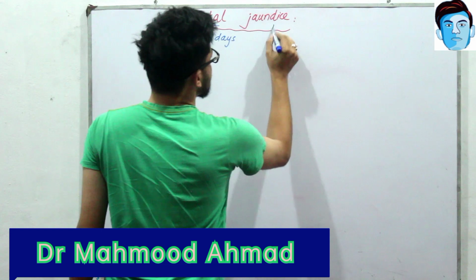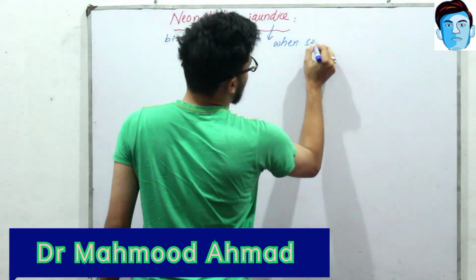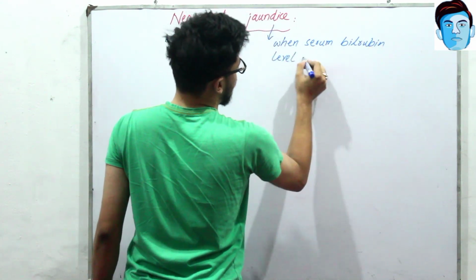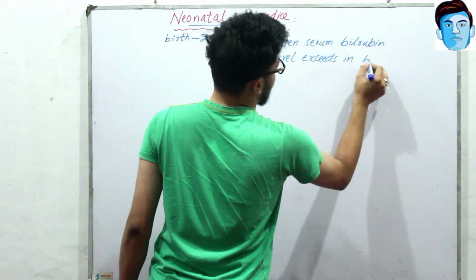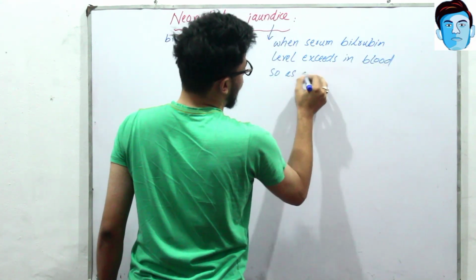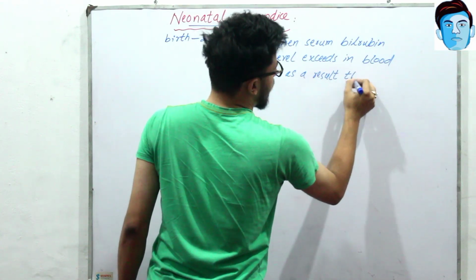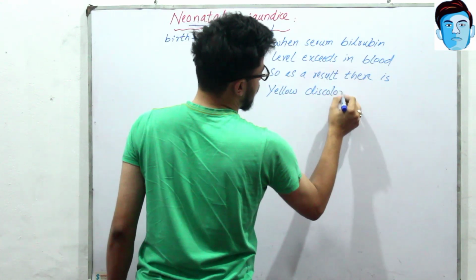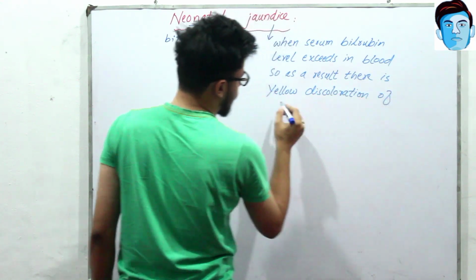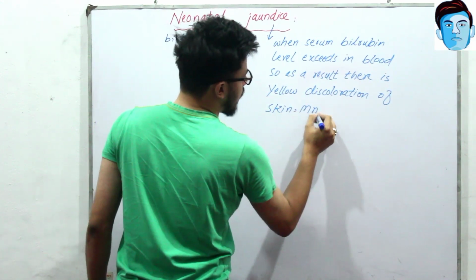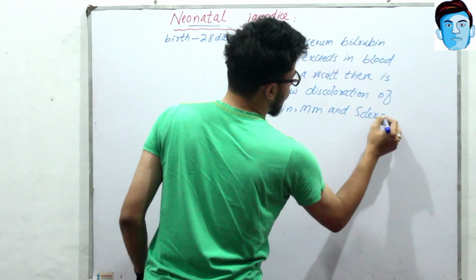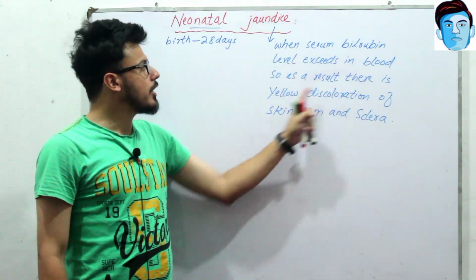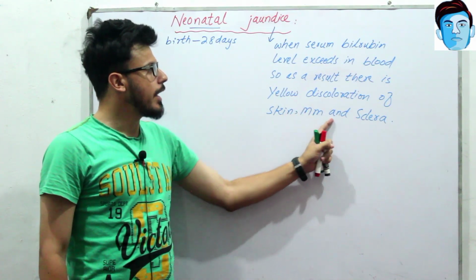And what is jaundice? Jaundice means when serum bilirubin level exceeds in blood. As a result, there is yellow discoloration of skin, mucous membrane and sclera.